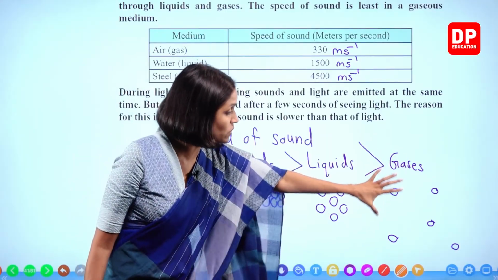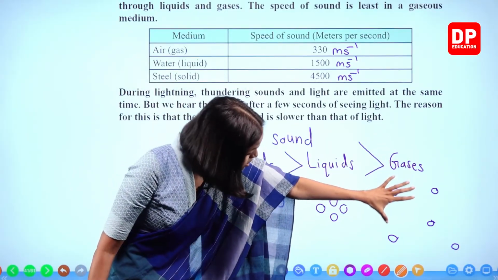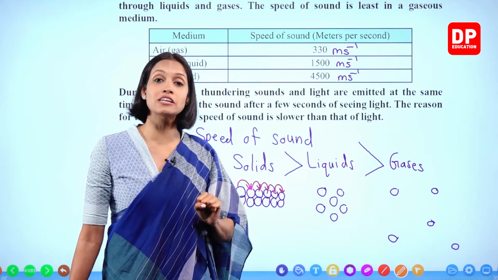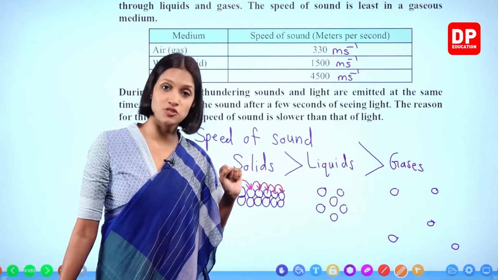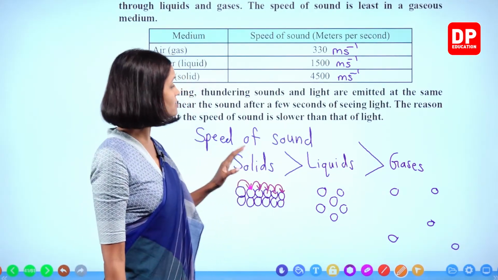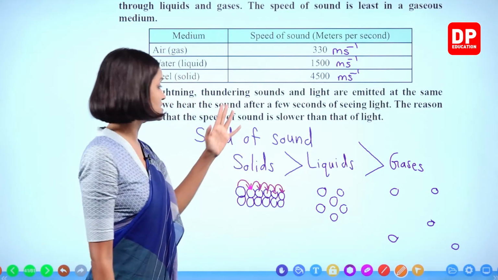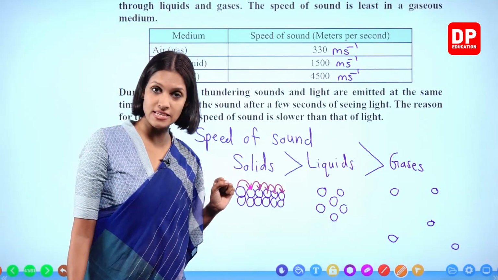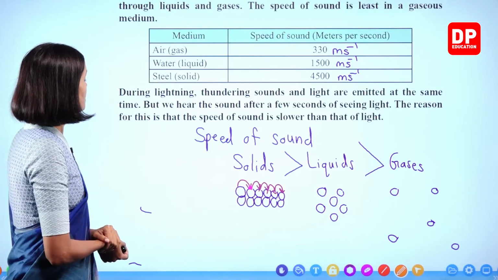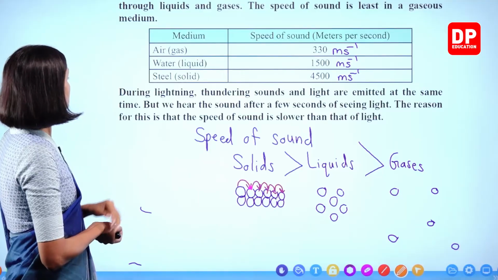There are a lot of large spaces between the gaseous particles, that's why. Right, children? This is why sound travels fastest through solids and slowest through gases. Okay? Now pay attention to this.